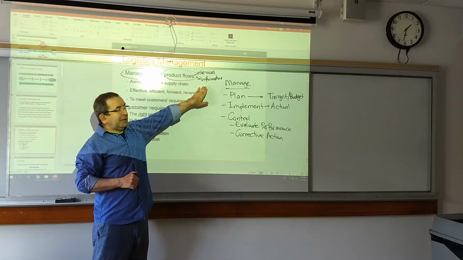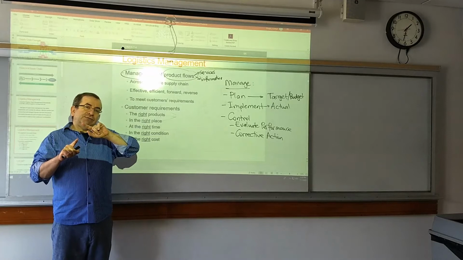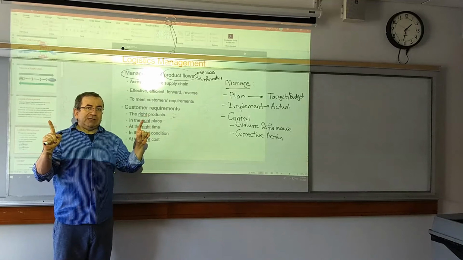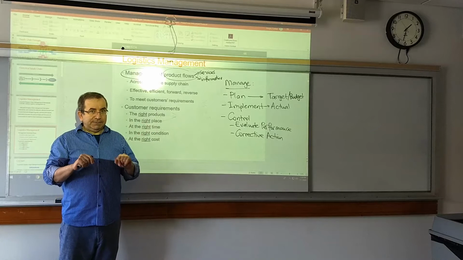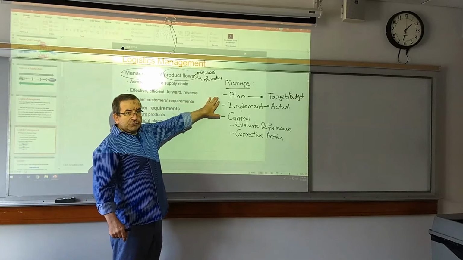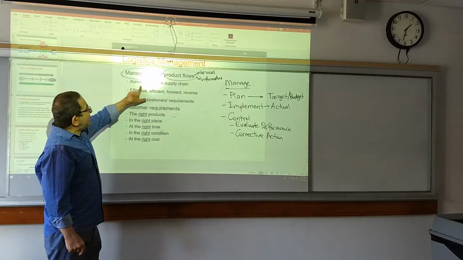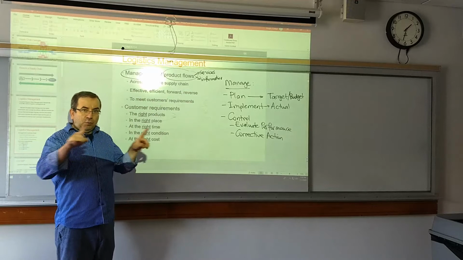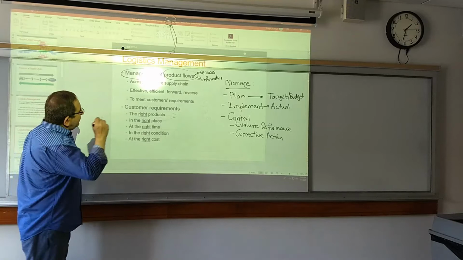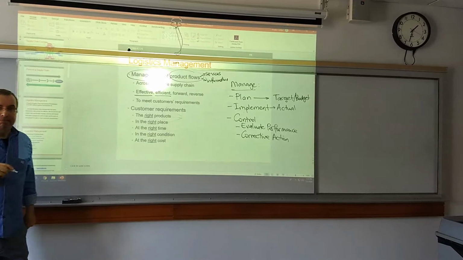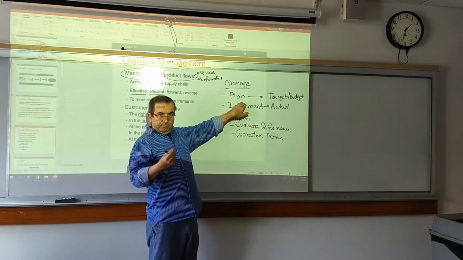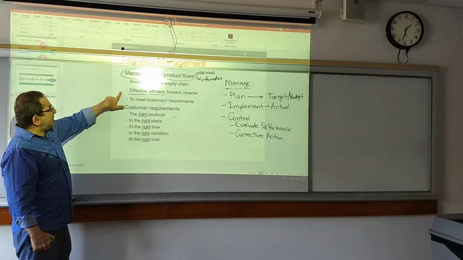And products flow downstream in a supply chain, cash flows upstream in a supply chain, and information flows in both directions across the entire supply chain, okay? So we want to plan these flows, implement, and control, across the entire supply chain. I'm going to talk in more detail about why across the supply chain. And you want these flows to be effective and efficient. So you're planning your product flows, and you want to make your flows as effective and efficient as possible.